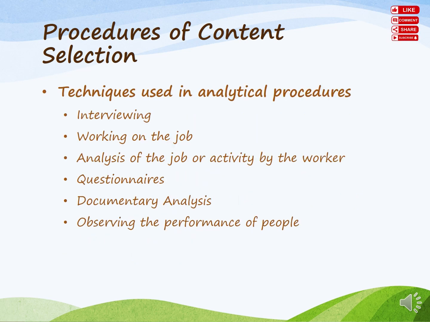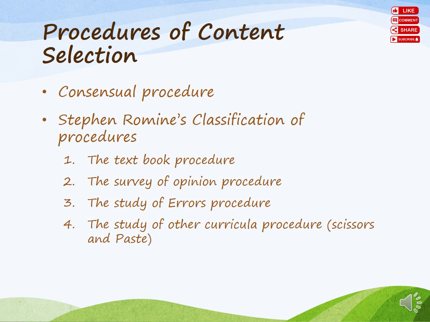Next are techniques used in analytical procedure, like the process of interview, working on the job, analysis of the job or activity by the worker, questionnaires, documentary analysis, and observing the performance of people. Procedure of content selection. The next is consensual procedure in the Stephen Romine classification of procedure. The first step is the textbook procedure. Second is the survey of opinion procedure. The third is the study of error procedure. The fourth is the study of other curricular procedure.